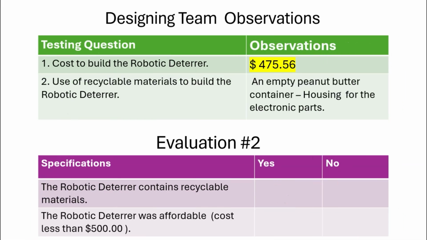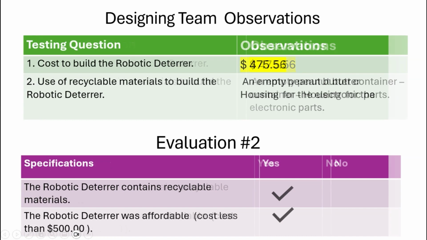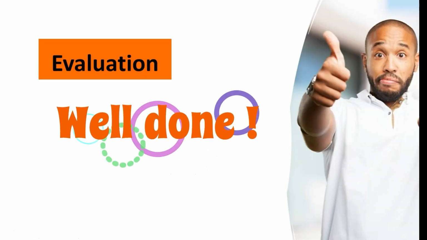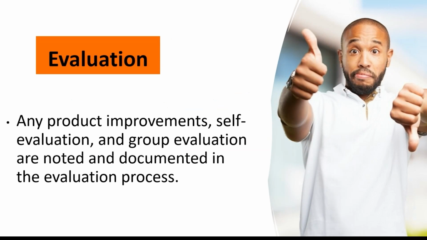This is the designing team's observations. Did the robotic deterrer meet the last two specifications? Take this time to pause the video and reflect before answering the question. Once you've done so, press play to continue with the evaluation. If your answer is yes, then you are correct. Both specifications were met based on the observations of the designing team. Well done. Any product improvements, self-evaluation, and group evaluation are noted and documented in the evaluation process.